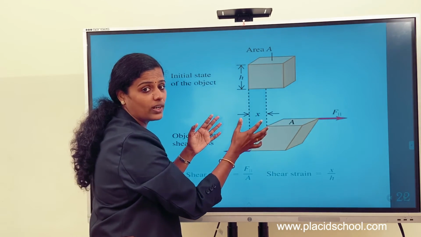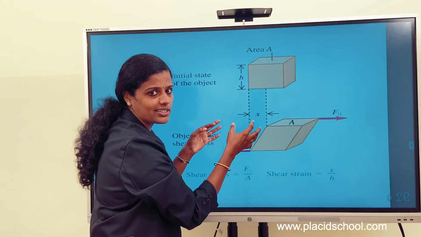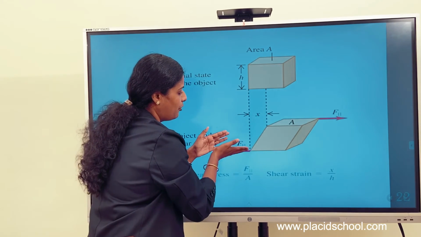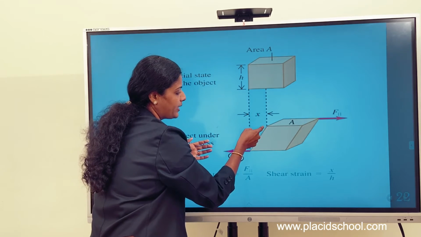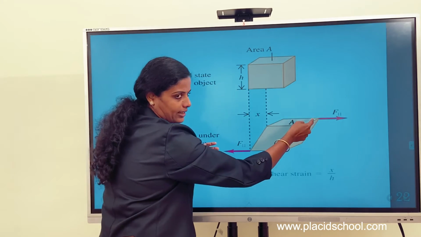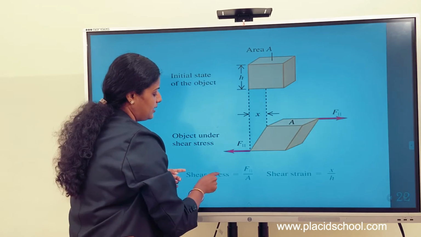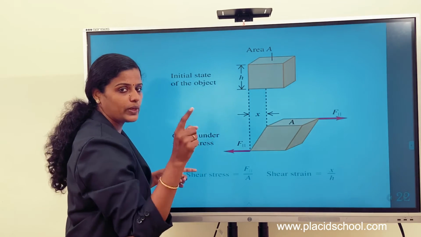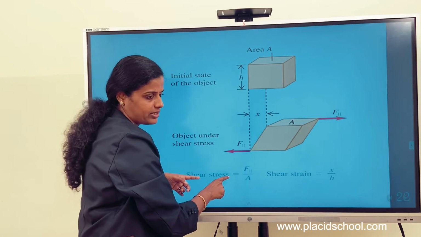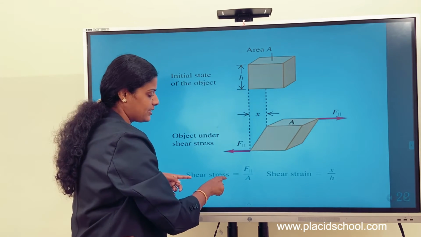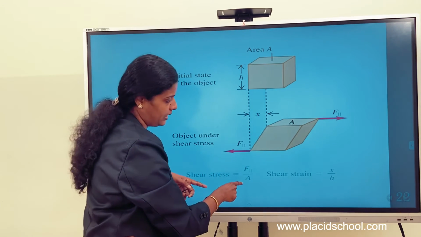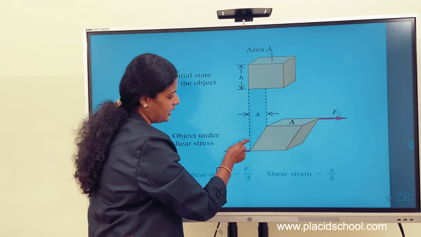And this is what is known as tangential stress. Tangential stress means the force per unit area. Here the force is acting on this area and this area. So this is the tangential stress. We can say that it's also shear stress, another name is shear stress. It's force by area, force per unit area.